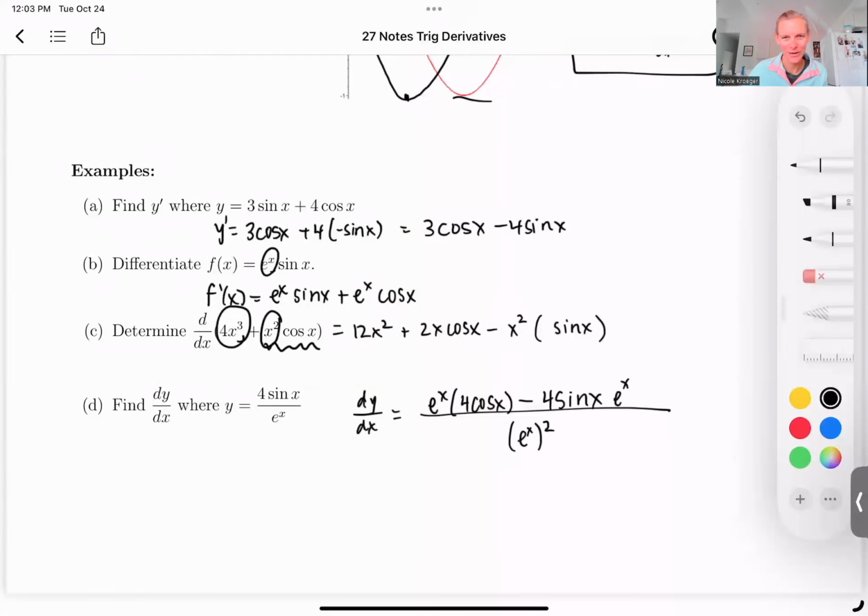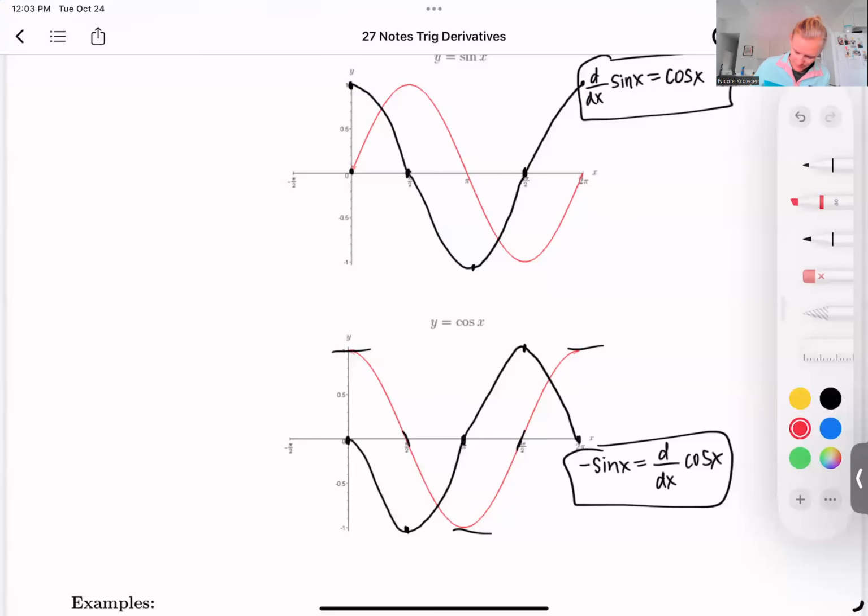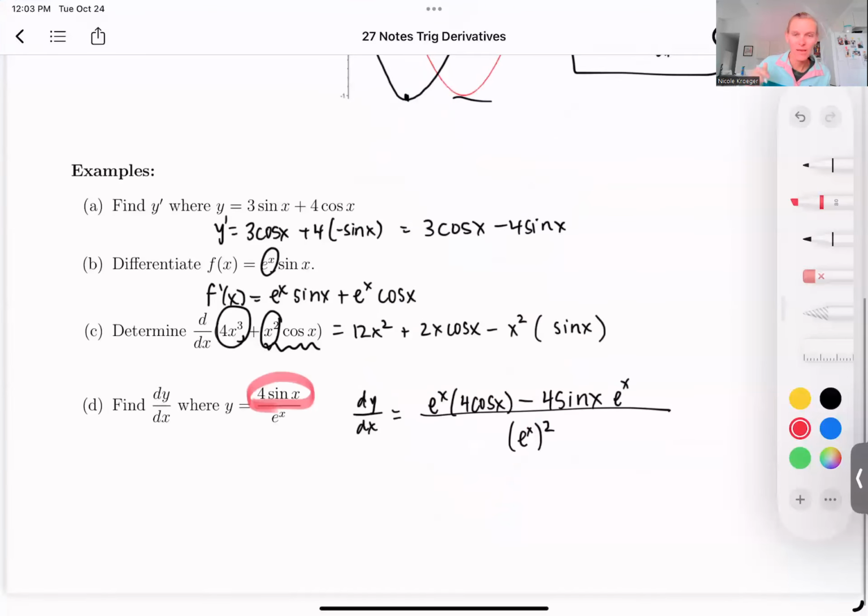Remember that we don't have to use product rule on something like 4 sine of x because the 4 is a constant and its derivative is 0. The only time we have to use product rule is when we have something like an x times a sine or a cosine. And we'll do lots of practice in class.